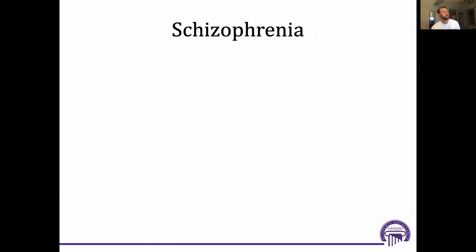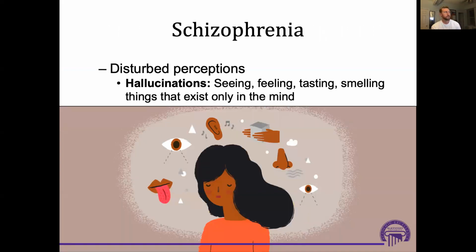So schizophrenia, let's again explore these different symptoms. Disturbed perceptions, specifically hallucinations. These describe seeing, feeling, tasting, smelling things that only exist in the mind. So again, sensory experience without the presence of any stimulus. Okay. So all just kind of internally generated. Okay. So this is characteristic of schizophrenia.